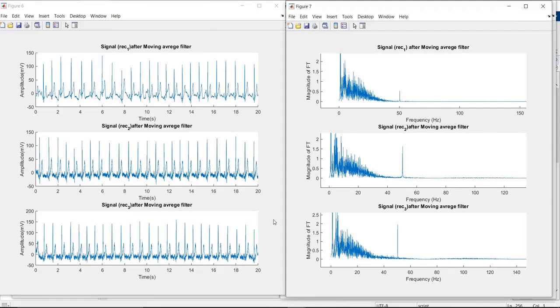Like we see, after using the moving average filter, in the time domain, the signal is starting to look like a readable signal, but the filtering process is not finished yet. We see also that the power line noise is still visible in the frequency domain, in addition to some high frequency over 50 Hz. To process these noises, we need an IIR notch filter.